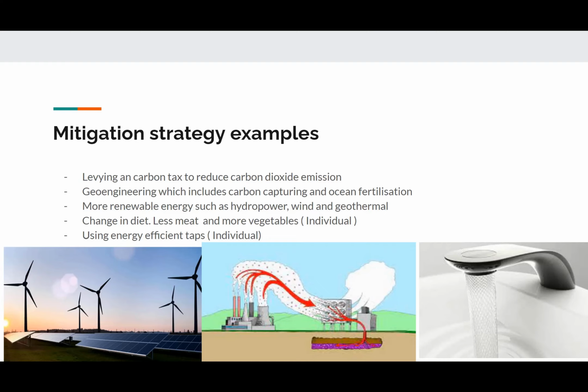Mitigation strategy includes levying a carbon tax to reduce carbon dioxide emissions, geoengineering, which includes carbon capturing, and ocean fertilization to reduce the acidification of the ocean, and more renewable energy such as hydropower, wind, and geothermal, and a change in diet, which includes less meat and more vegetables, and using energy efficient tires can all reduce the impact of global warming. The fourth and fifth examples are individual solutions that everyone of us can take part in, while the first to third are generally done by society and the governments.